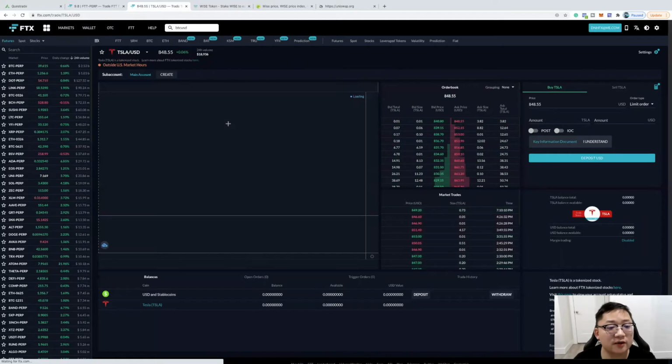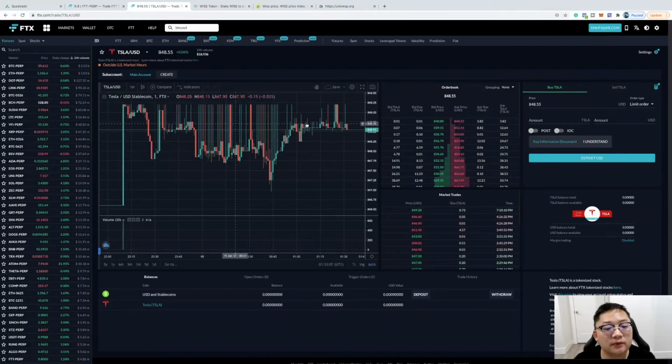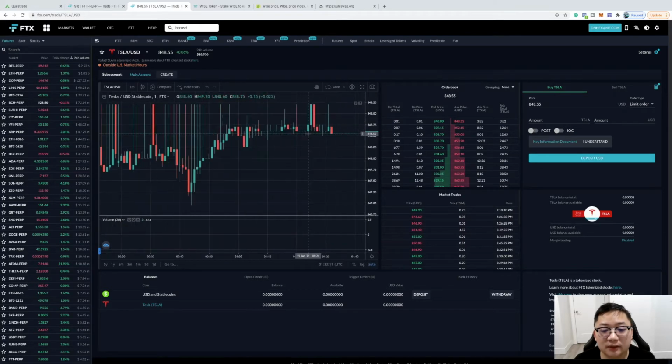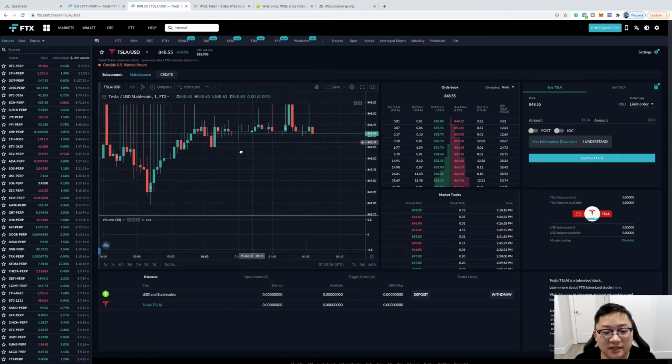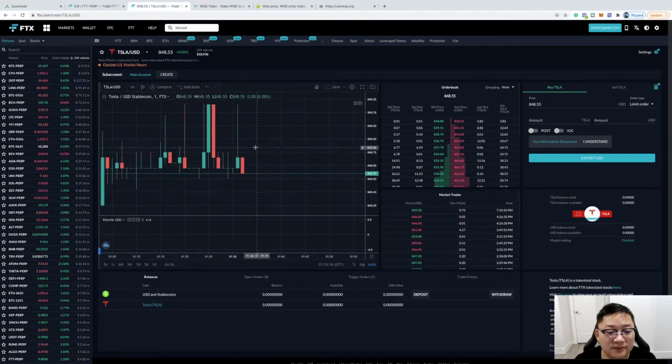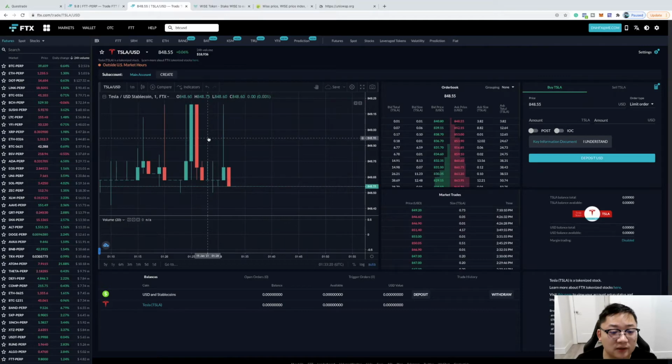Just like in the stock market, you can see there's real action happening here. And often the prices can actually sometimes go lower in the aftermarket, okay?